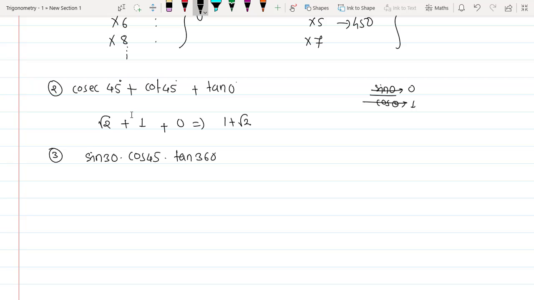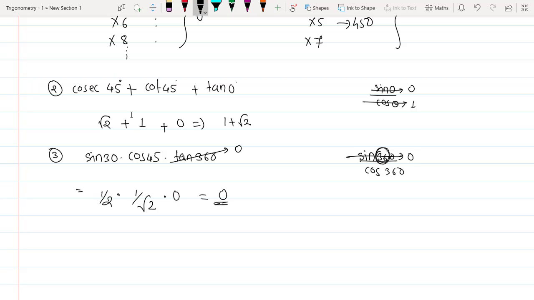Tan of 360. The moment you see tan 360, it is nothing but sin 360 upon cos 360, and as this is an even multiple of 90, sin 360 becomes 0. If sin 360 is 0, then tan 360 will also be 0. So 0 into anything is nothing but 0. So you can elaborate this: sin 30 is 1 by 2 into cos 45 is 1 by root 2 into 0, it is nothing but 0 only. Is it okay?